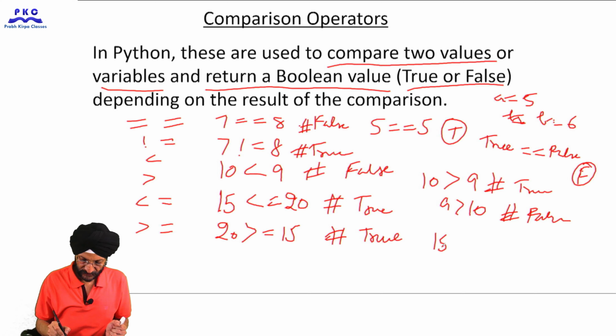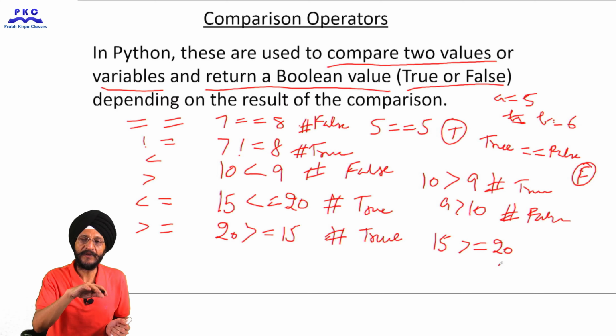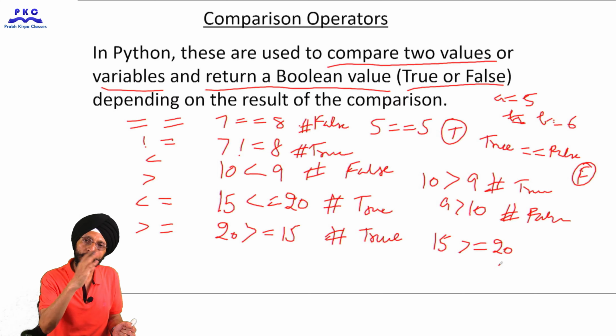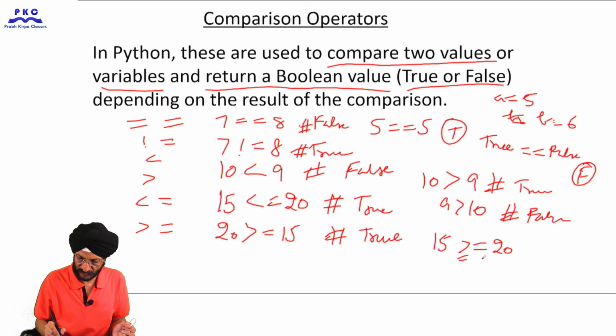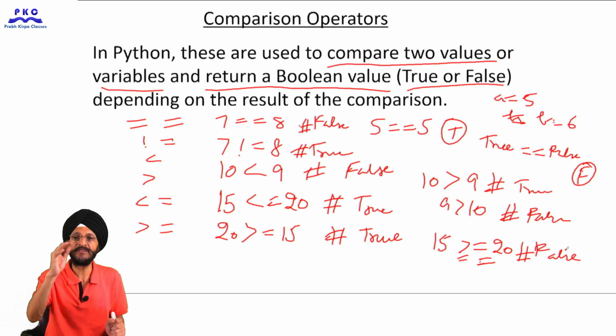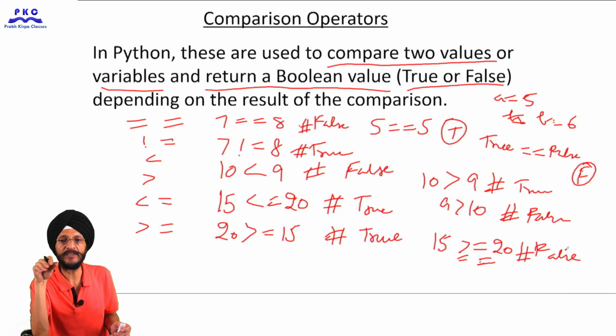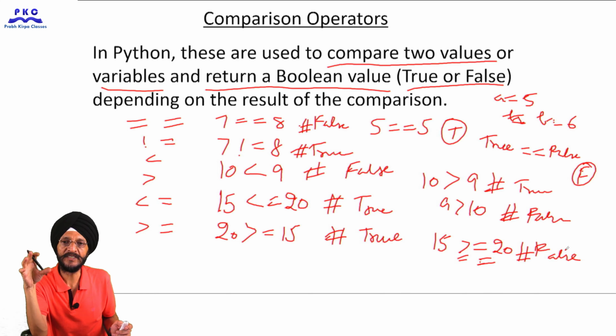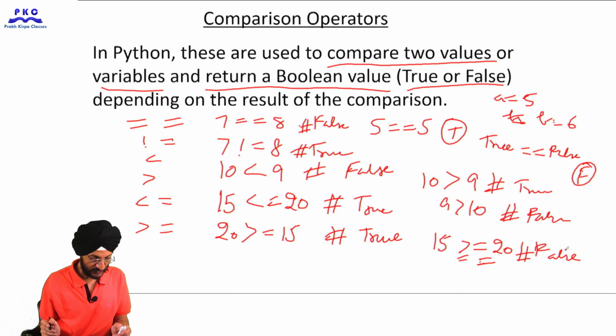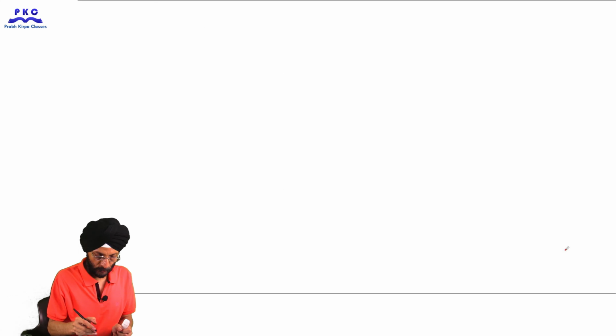But if we say 15 is more than or equal to 20, 15 is neither equal to 20 nor more than 20. That is, both the things are false. Neither it is more than nor it is equal to. So the answer will be false. So this will be the output which will be given by the Python interpreter. And in this course we will be using a code editor which is VS Code. So now we do some more examples.